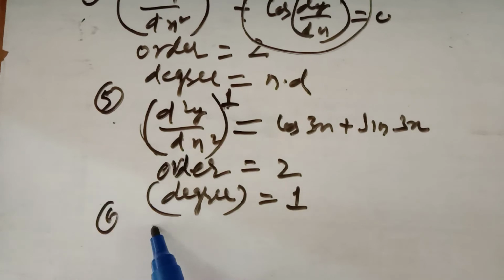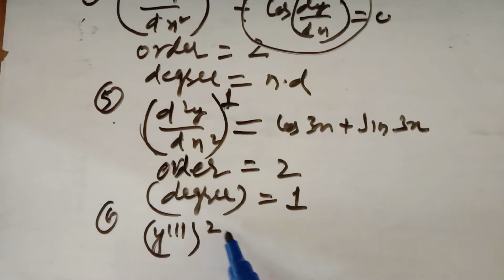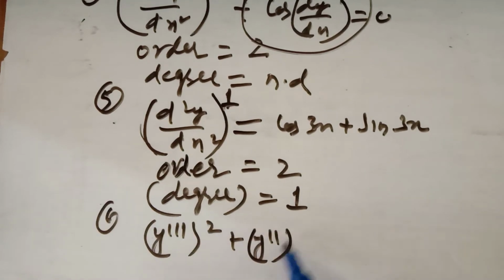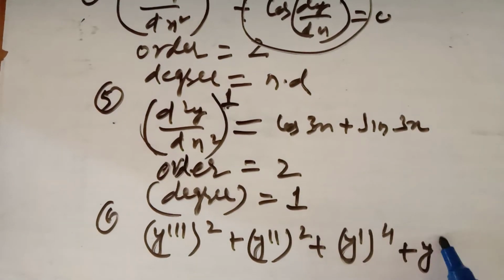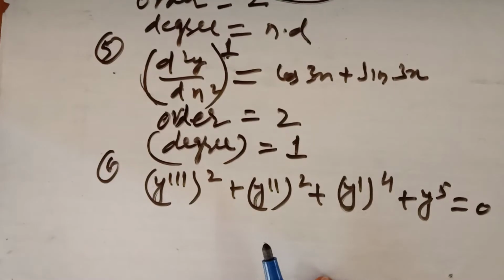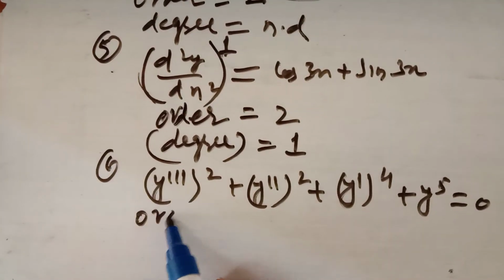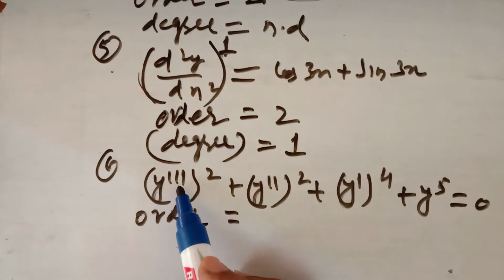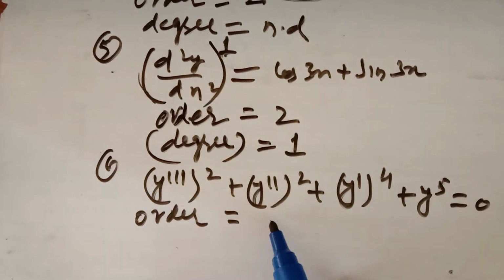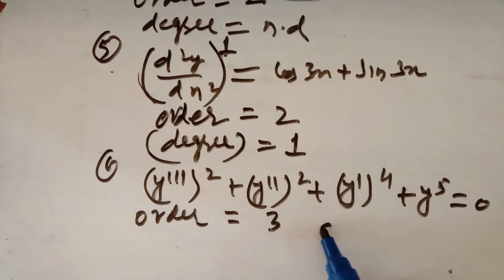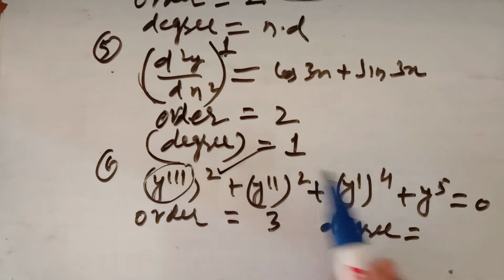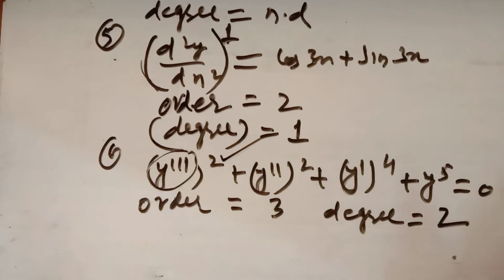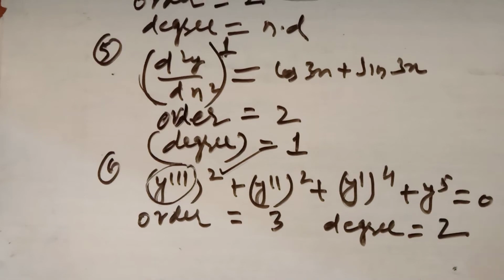Question number 6: we have the triple derivative to the power 2, the second derivative to the power 2, the first derivative to the power 4 and y to the power 5 equal to 0. This is the differential equation. Now the highest derivative here is 3, the third derivative, second, first and nothing else. So the order is 3, and the degree here is the power of the highest derivative. The power of the highest derivative is 2, so its order is 2. Sorry, the degree is 2. So like this you can find the order and degree of the differential equation.